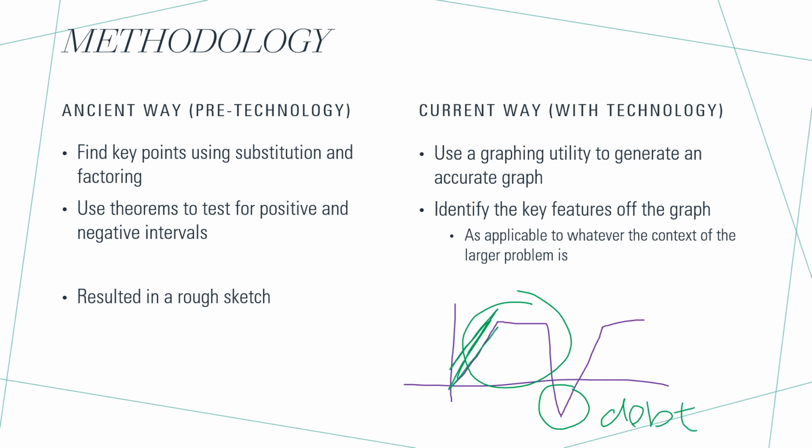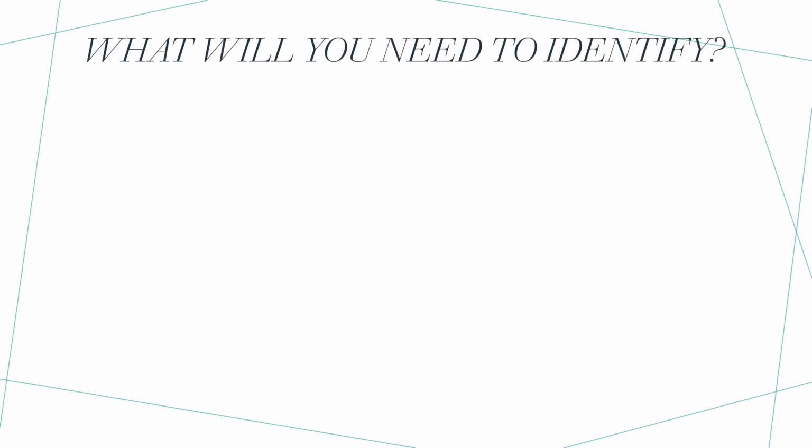Positive slope or increasing would mean that you're gaining money. Negative slope would mean that you're losing money, and so that would be decreasing. And so the broader context of the problem would tell you what those different intervals mean and why they are important. Okay, so what do you need to be able to identify?